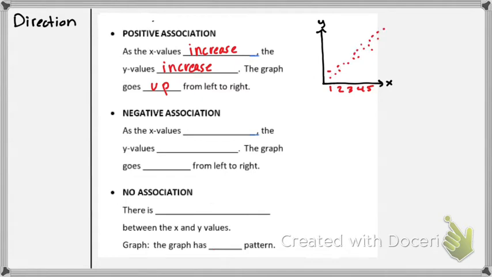A negative association will be kind of similar. If you already know what a positive association is, you can guess what a negative association will be. As the x values increase, going to the right, the y values decrease. Let's do the graph first and see how this will look. We have our x, y axes, and as we go this way, our y values go down. So I have to start from way up top and work my way down. The graph goes down from left to right.